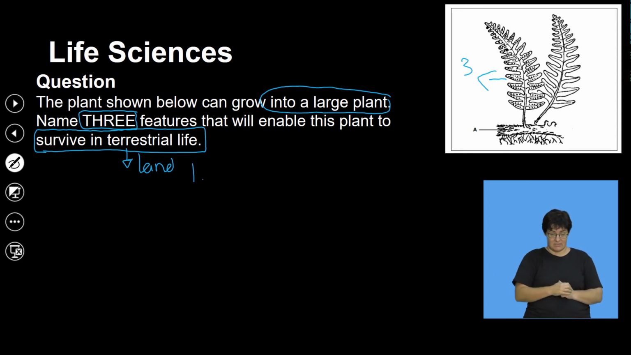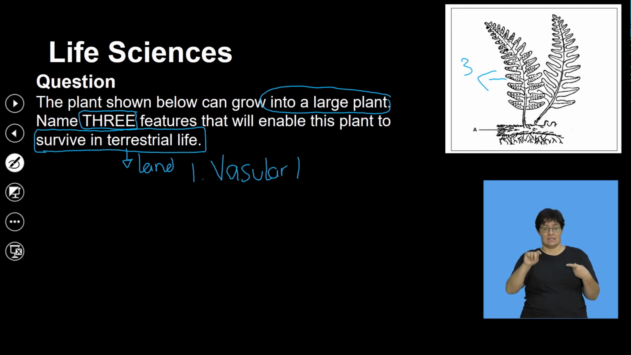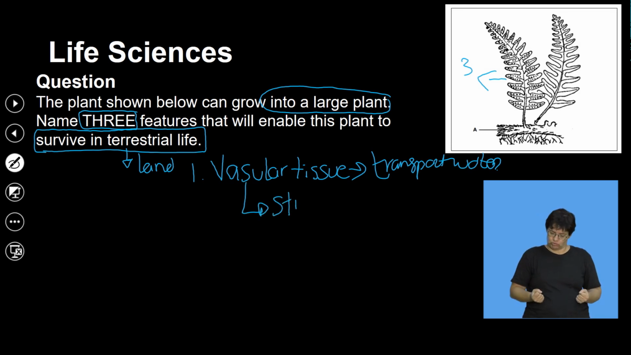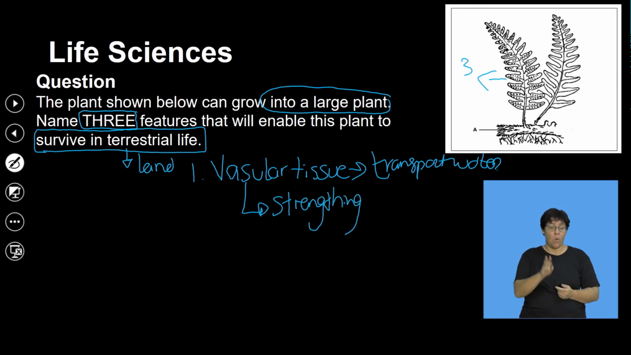Now, what's the first thing that it can do? Number 1, what does it have? It has vascular tissue. If it has vascular tissue, what can it do? It can transport water. And what else can vascular tissue do? Vascular tissue is strengthening tissue. So if it's strengthening and it can transport water, what can it do? It can grow very large. So these two are actually 2 points alone.